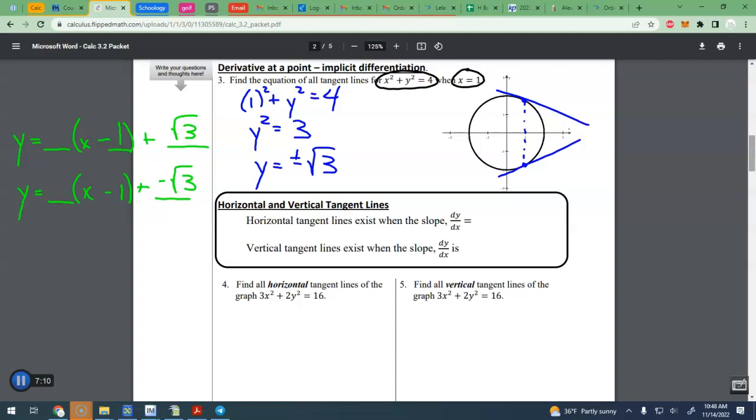So then I gotta find the slope. How do I find slope? Take the derivative. So I gotta take the derivative of that. Well, I'm gonna need to use implicit differentiation for this because y is not by itself. So if I go take the derivative, so 2x.